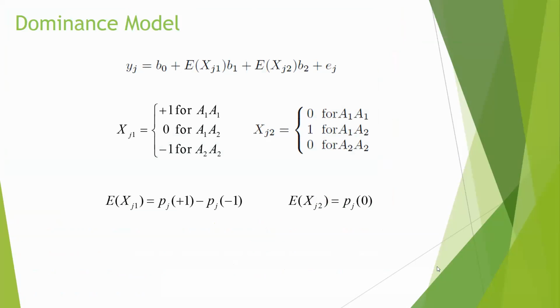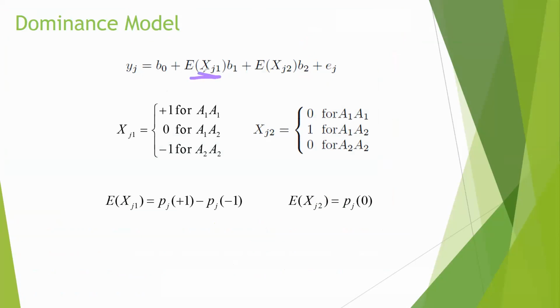Now look at this model. We have B1 and B2. Here we are testing both genetic effects, right? It's a dominance model. So we test additive effects, and at the same time we want to test the dominance effect as well, for each locus, for each potential QTL, right?